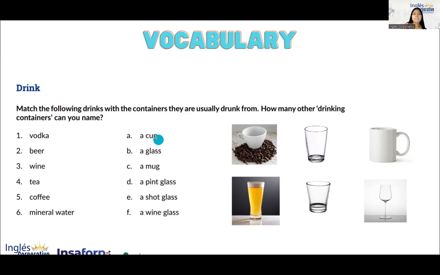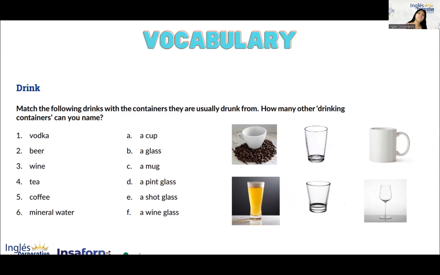So the first one is a cup. What is a cup? You have it right here, this is a cup, right? Yes. So this is a glass. Yes. A glass. So this one is a mug. This one is the most common one that we have at home, right? This is a mug. We also have this one, which is a pint glass. Usually this one is used for beer. Number five, this one is a shot glass. And this one is the wine glass, all right? So all of them are in order, as you can see, yeah?